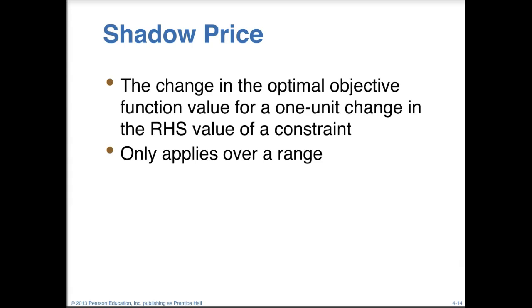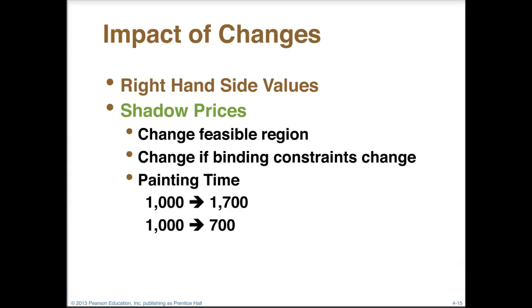All right. So we're going to talk about shadow pricing now. Shadow price is a change in the optimum objective function's value for 1 unit change in the right-hand side value of the constraint. And it only applies over the range. So let's move on. Give me a second. I'm going to set some other stuff up.